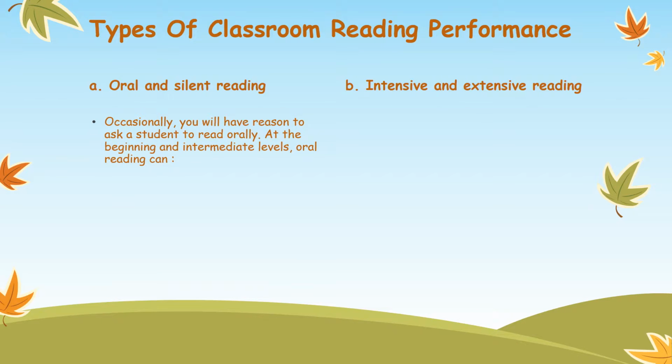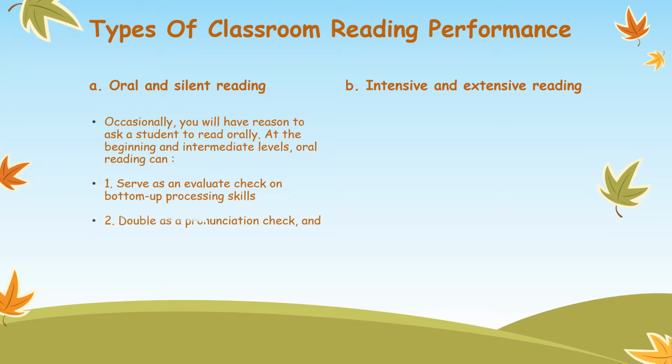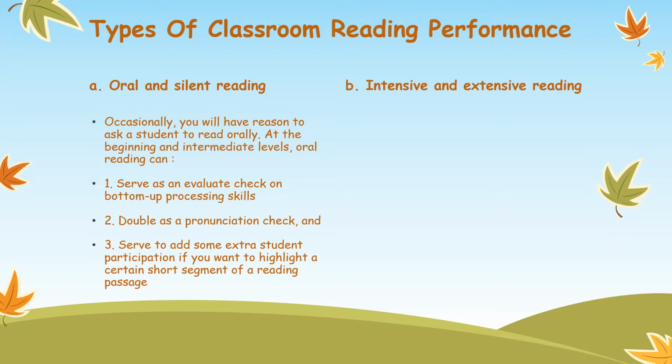Types of classroom reading performance. A. Oral and silent reading. Occasionally, you will have reason to ask a student to read orally. At the beginning and the intermediate levels, oral reading can, one, serve as an evaluative check on bottom-up processing skills. Number two, double as a pronunciation check. And number three, serve as some extra student participation if you want to highlight a certain short segment of a reading passage.